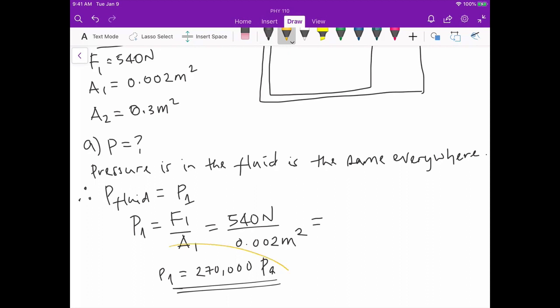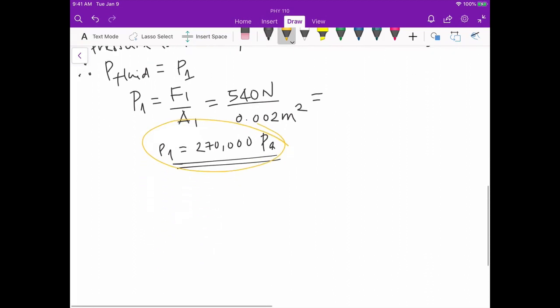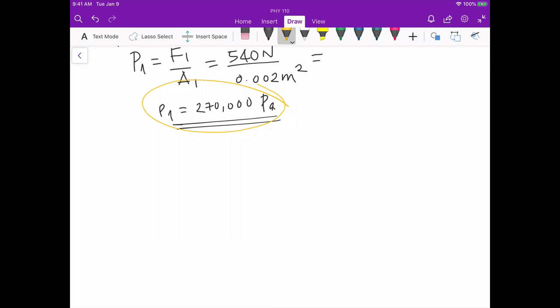All right. Now, the second part of the question states, B, what is the magnitude of the force exerted on the load-bearing piston of the hydraulic fluid? So on the load-bearing side, how much force are you experiencing?